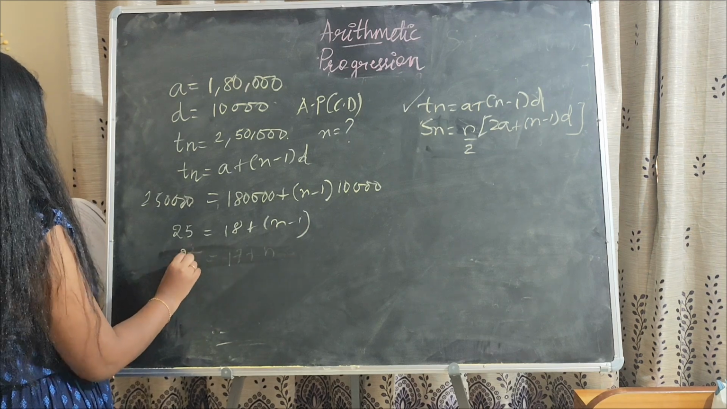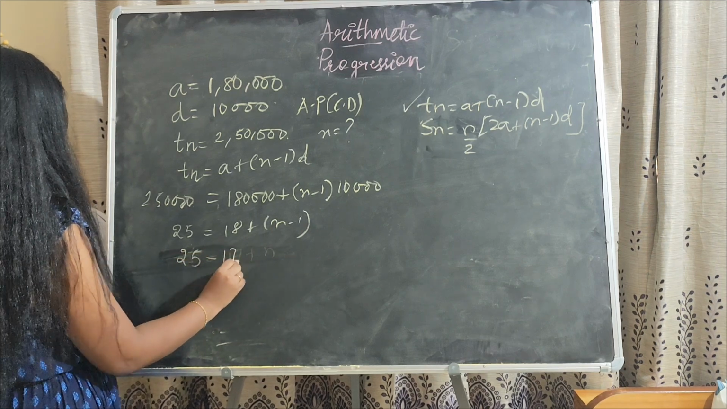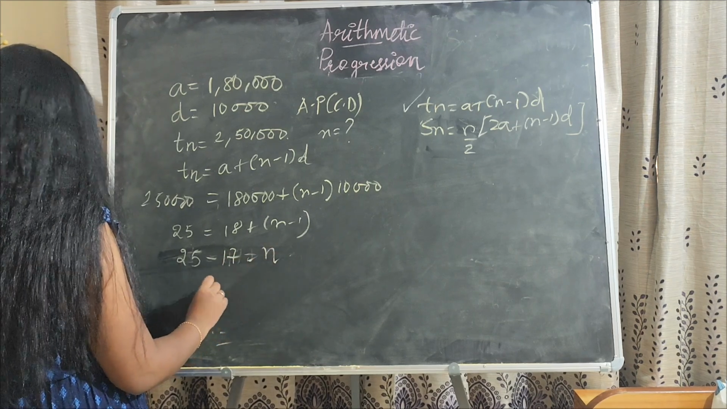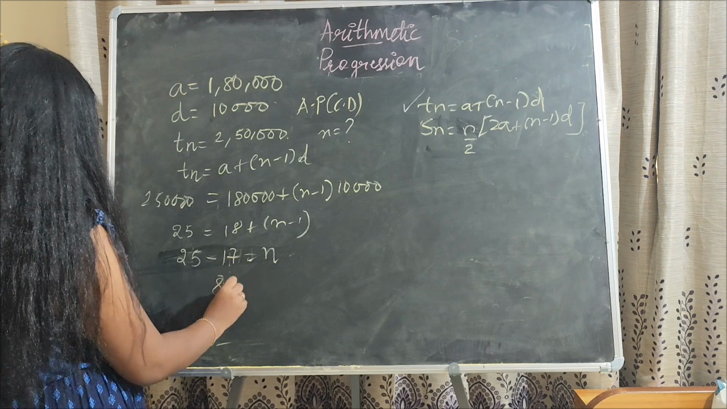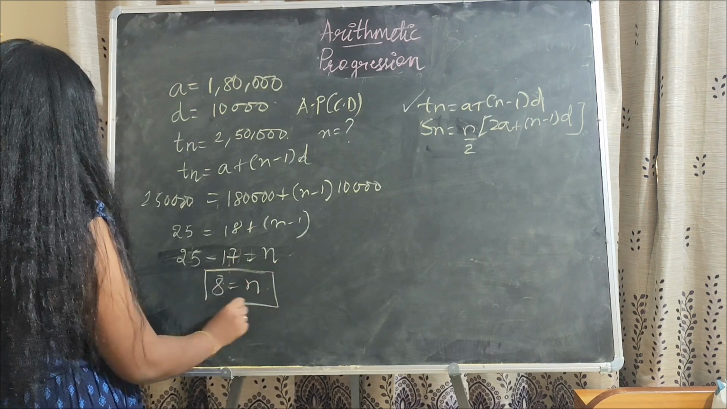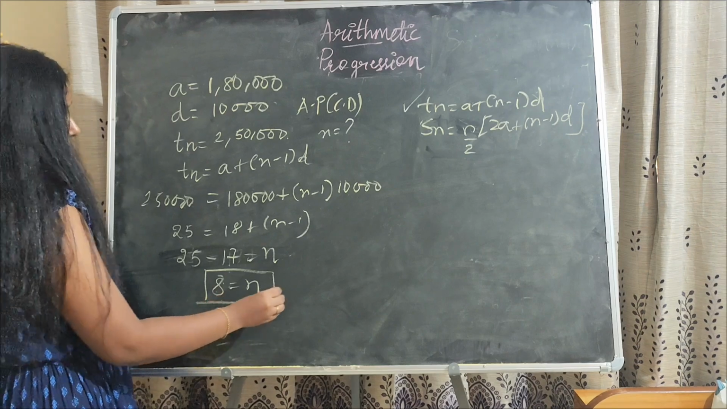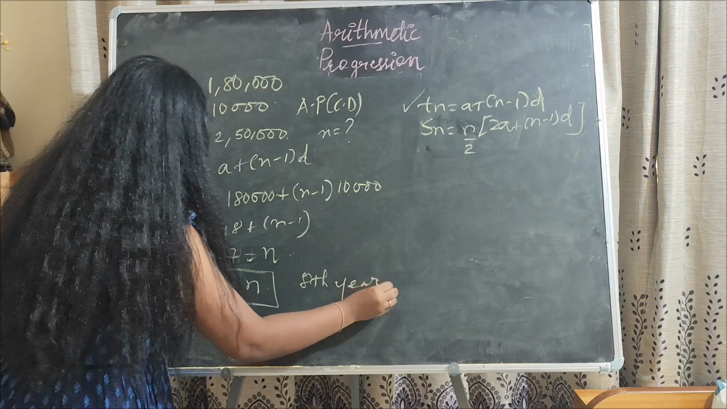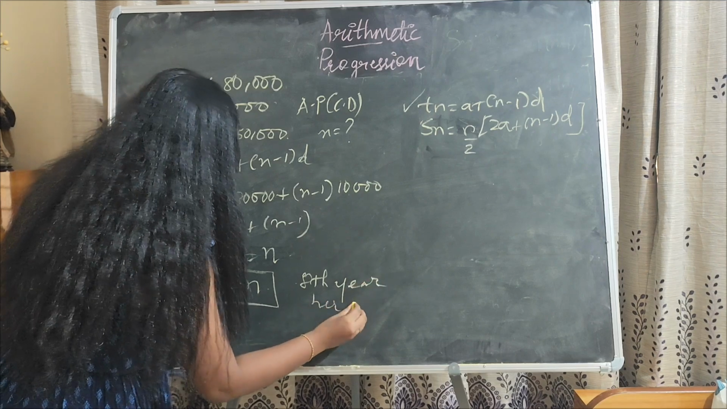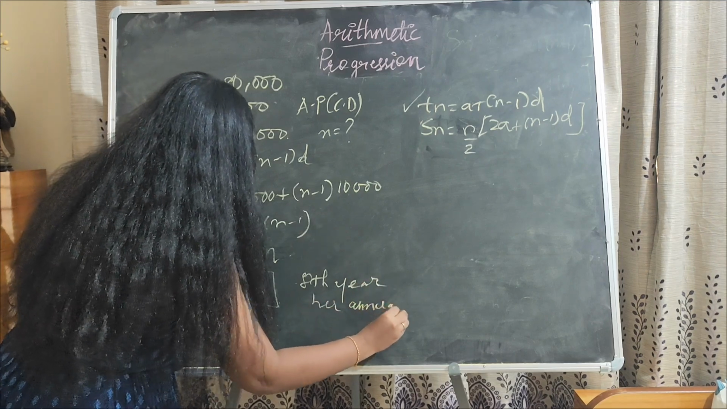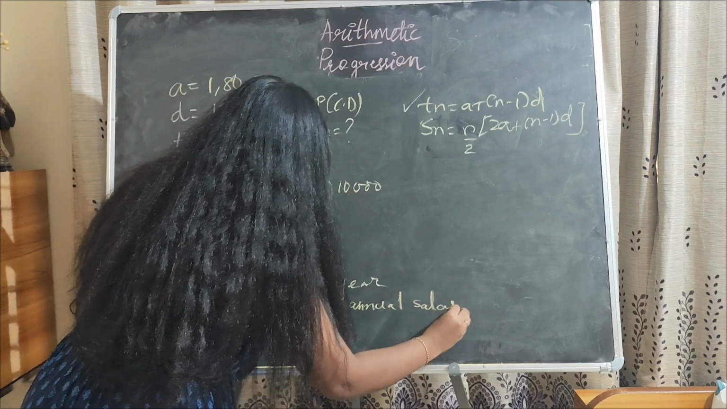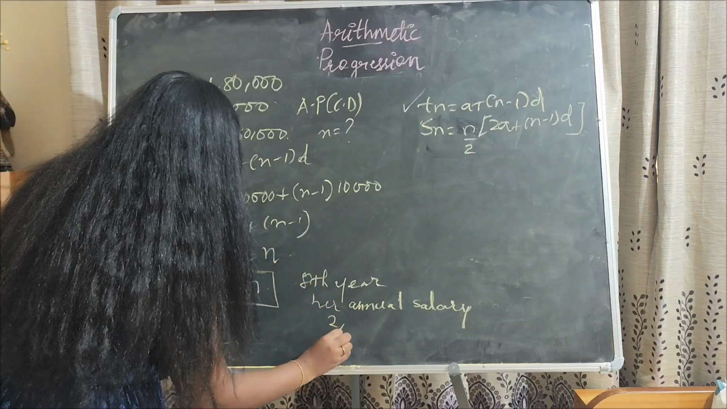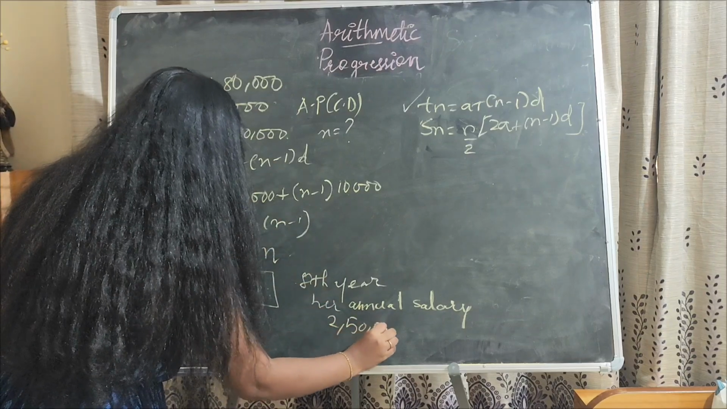So this is 25 minus 17 is n, which is 8, which is n. So in the 8th year, her annual salary will be 2,50,000 rupees.